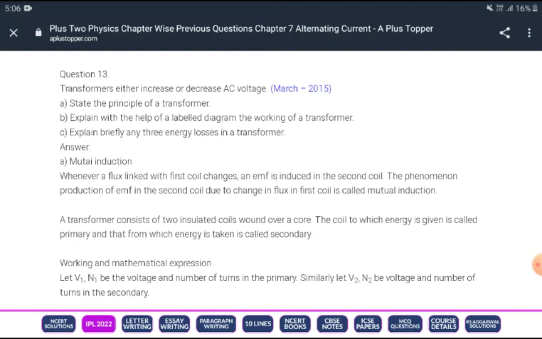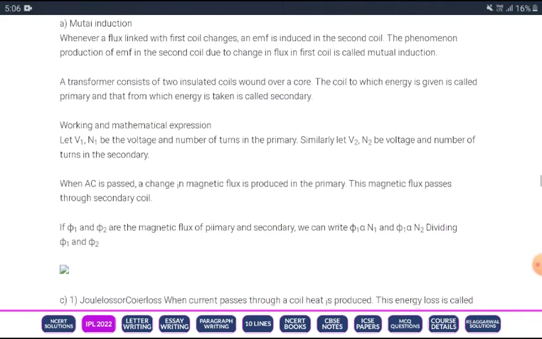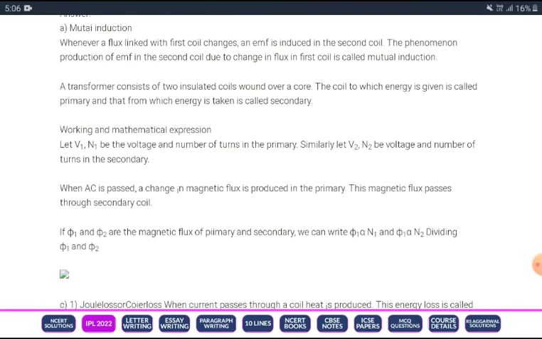Explain briefly, with the help of a labelled diagram, the working of a transformer. The working and mathematical expression: let V1 and N1 be the voltage and number of turns in the primary, and let V2 and N2 be the voltage and number of turns in the secondary. When AC is passed, a change in magnetic flux is produced in the primary. The magnetic flux passes through the secondary coil.